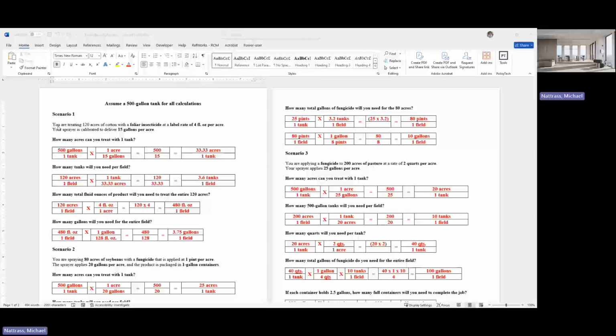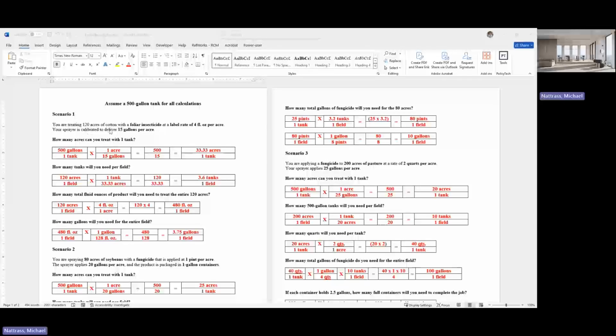You'll notice that we may have more than what we can apply, because we have to apply this at a certain rate of liquid or water or solution per acre. So the first thing we need to determine is how many acres can we treat with one tank. We're going to assume a 500-gallon tank for all calculations.